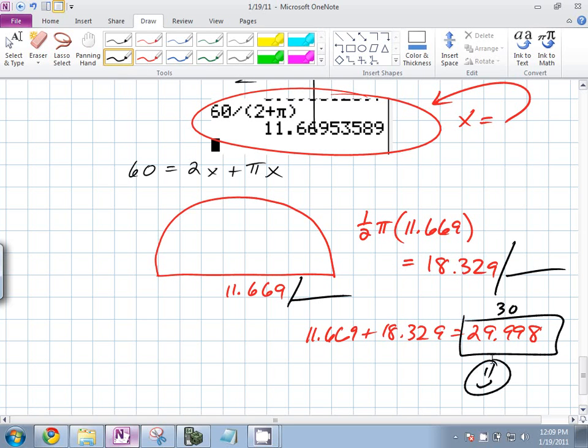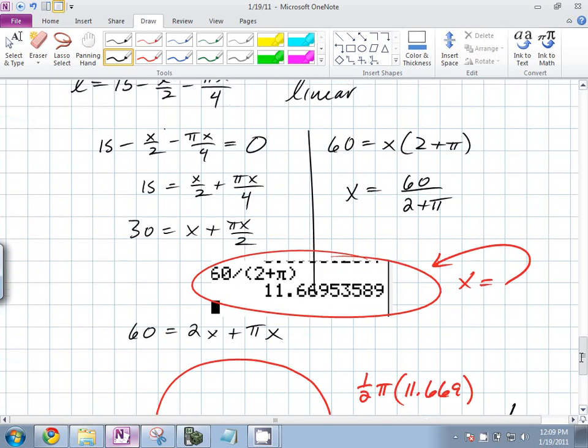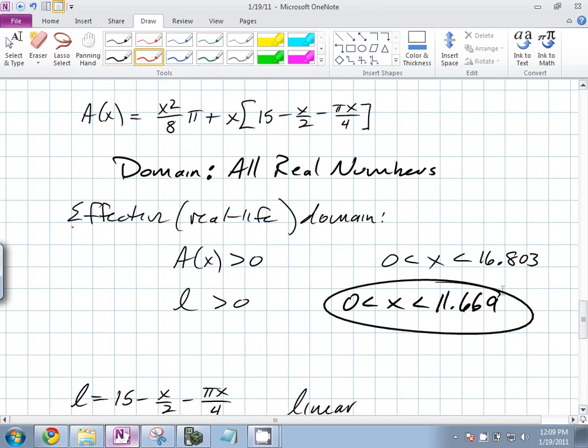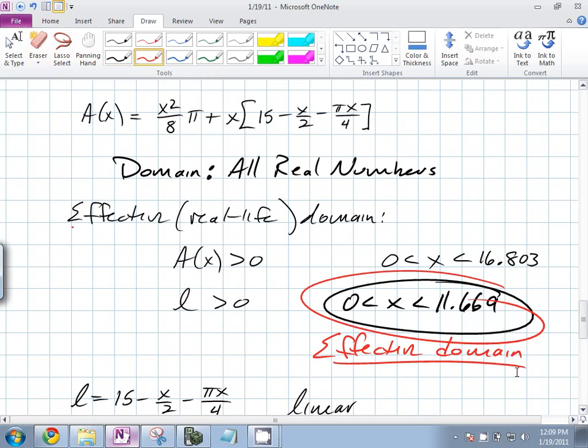So what is the effective domain? Is x less than that? Well, no, because can x be 16.803? No, because if it is, we know that the L is negative. So how do we keep L positive? Well, x has to be less than 11.669. So overall, this right here is the effective domain. In reality, x can't be greater than 11.669 because if it is, the L value becomes negative.